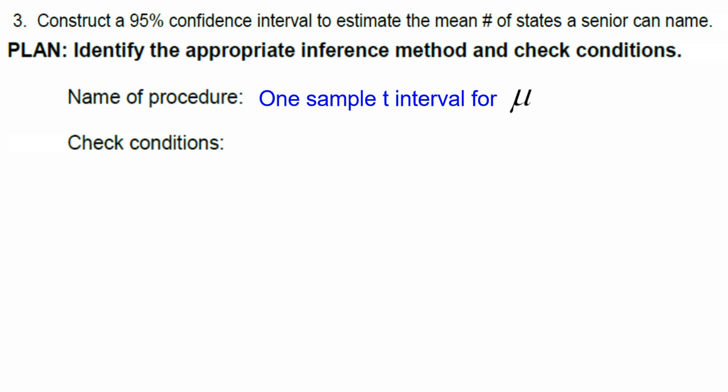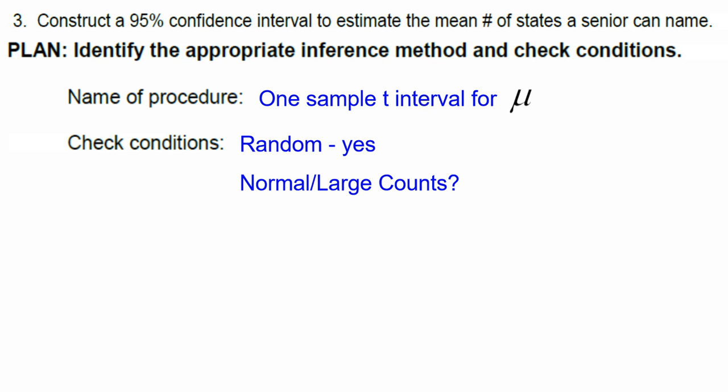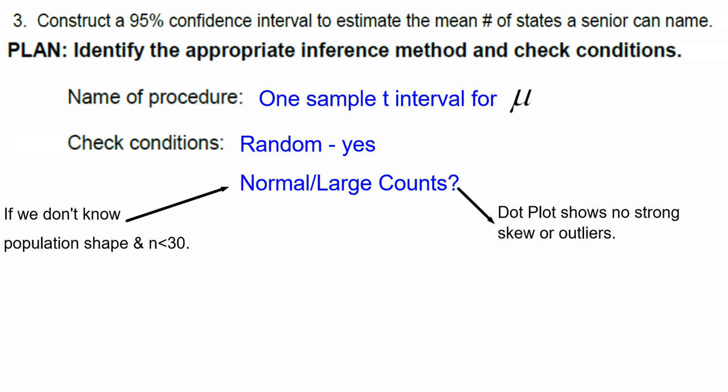The conditions that we have to check: is it random? Is it normal? So, is it random? Yes, we randomly collected the number of states from the students. And then, is it normal? Well, there's a couple ways that we can look at this. One, we want to see what our count is, right? We know if the number in our sample is more than 30, it should be normal, and we can continue on. If it was less than 30 and we didn't know the shape, we could not proceed, right?